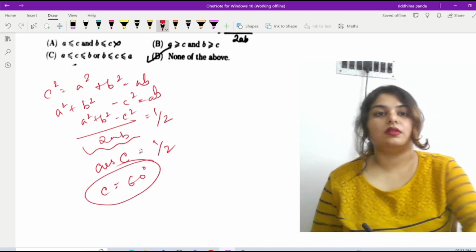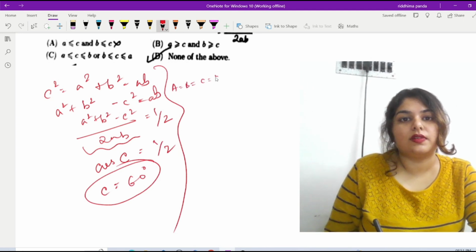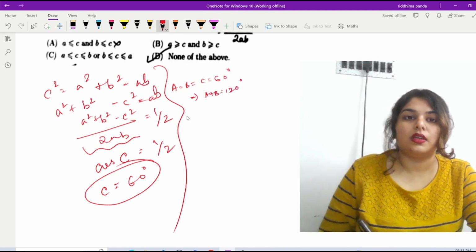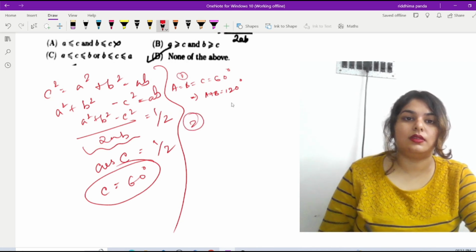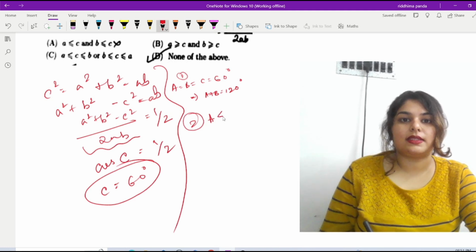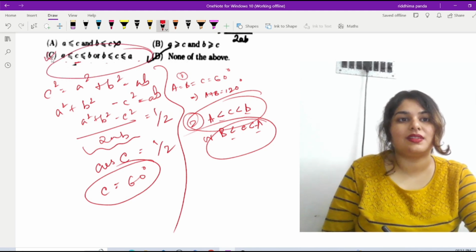Now there are two possibilities. One is that A is equal to B is equal to C is equal to 60 degrees, which means A plus B is equal to 120 degrees. Another is that A is less than C less than B, or B is less than C less than A. So either they will be all equal, or C will lie between these two. So option C is the correct answer.